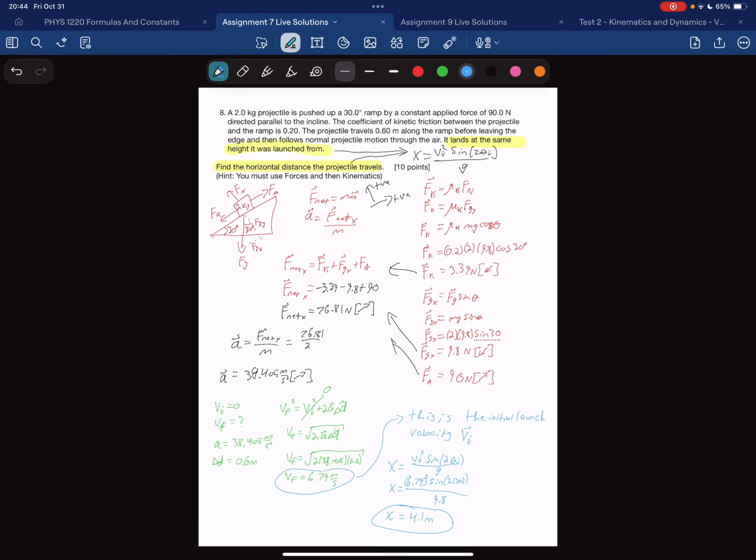I asked for horizontal range. It's not a vector, it's just a scalar. And that was the problem. Took a while, took a lot of work, but we got there. And that was it for assignment 7.